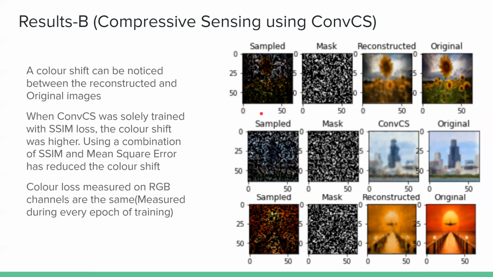So we tried to reconstruct the same images again by sending the sampled image and the sampler mask as input, and the reconstructed output was actually much better in this scenario. However, we do see a really stark color difference, especially in the third reconstruction.